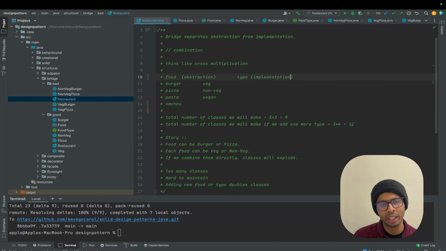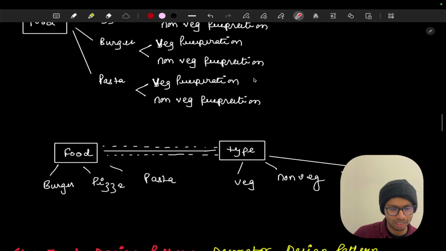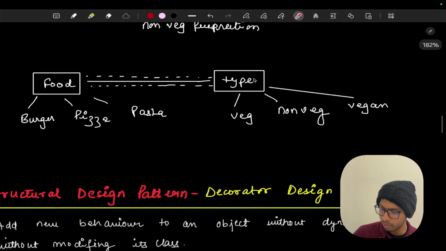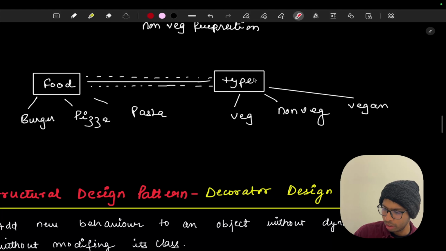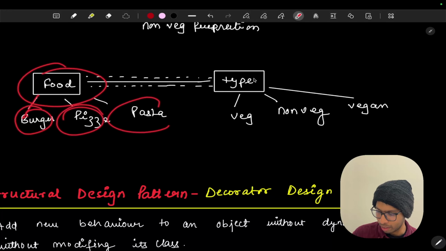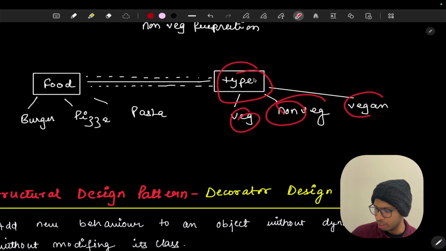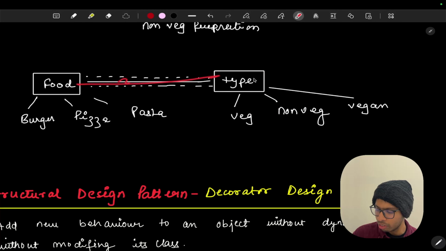I'll take you back to the blackboard and you will see the difference in the architecture and how we are going to reduce the number of classes. So let's go to the notepad. Just see this. Now we have this food interface, which I'm going to show in our good code as well. The food interface is implemented by burger, pizza and pasta. In the types, we are going to have veg, non-veg and vegan. And we are going to create one bridge between them. There is going to be only one bridge.